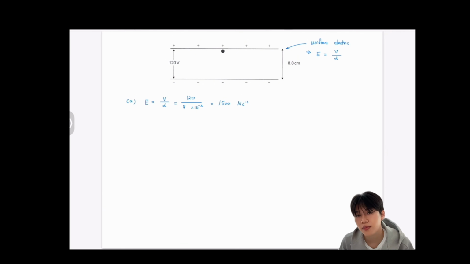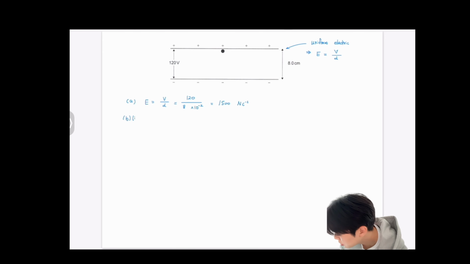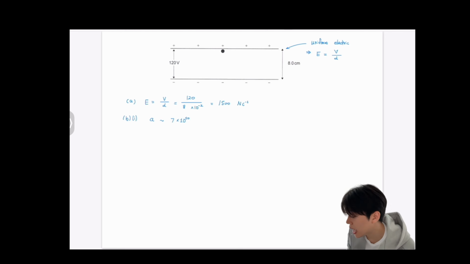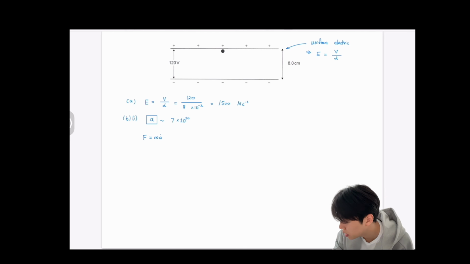And question B1 says to show that the acceleration of the alpha particle is about 7 times 10 to the 10 meters per second squared. We have to show that. Why? Okay. So when I see acceleration, I think about F equals ma, okay? And we think about whether we can actually get the information of the force and the mass. Then we can actually use this equation, right?